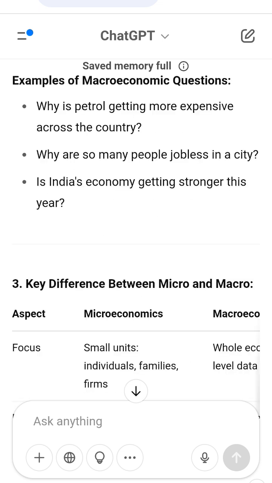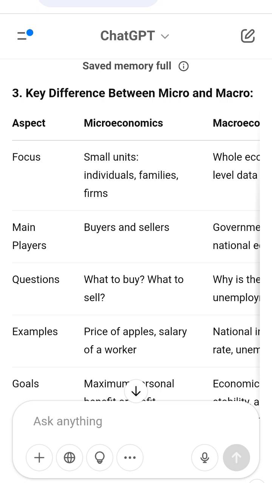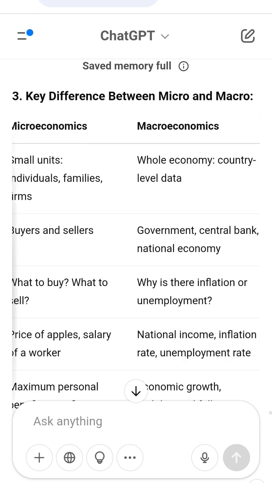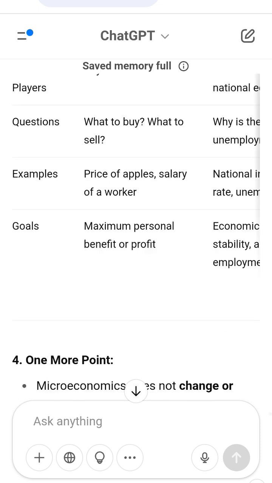Microeconomics does not change or control big things like inflation or joblessness. It just takes those things as fixed. The only time micro tries to look at the bigger picture is in something called general equilibrium, when supply equals demand in every market, not just one.